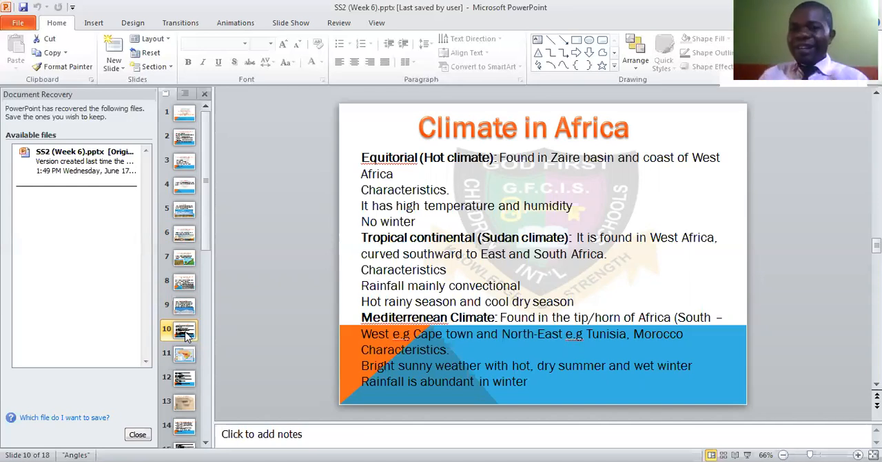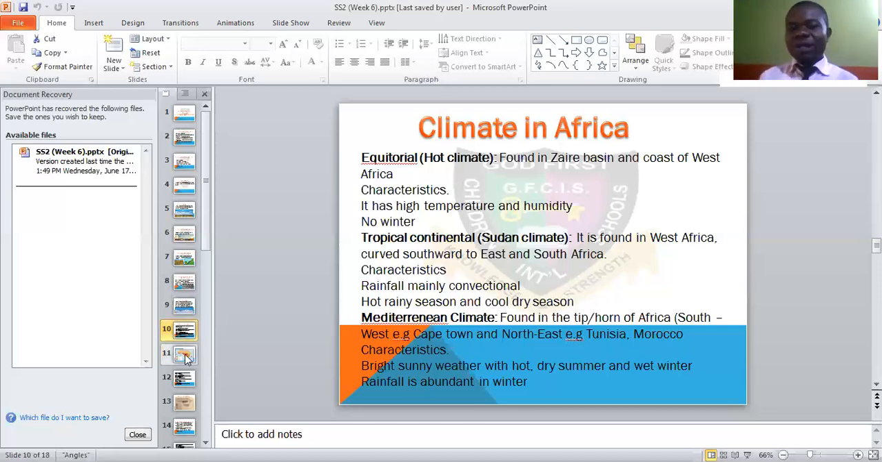We have the Mediterranean climate. This one is found in the tips or horns of Africa, like the southwest, down there, like Cape Town, and the northeast, like Tunisia and Morocco. You should be able to know these countries by now. It has bright sunny weather. Rainfall is abundant in winter. These are the characteristics of that.